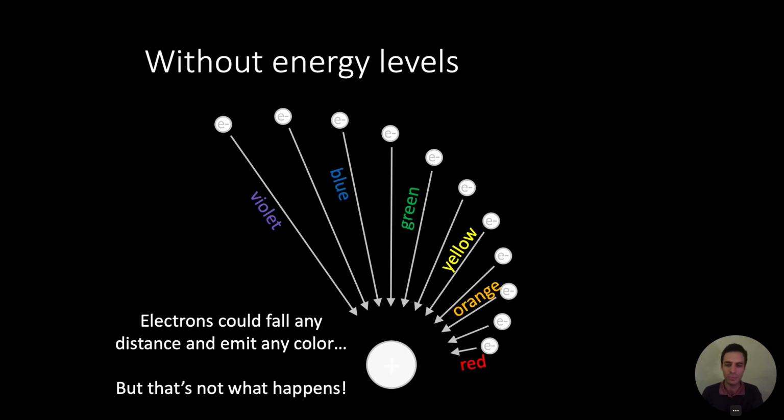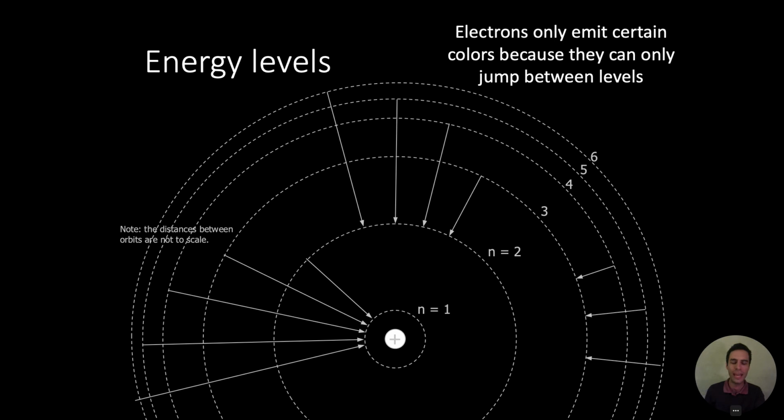We saw in the first video that electrons only emit certain colors. And Niels Bohr's idea was that the reason electrons can only emit certain colors is that they can't be anywhere. They can only be on certain energy levels, and they can only jump between levels. So here's a diagram, not to scale, of the energy levels of a hydrogen atom. And it's these specific jumps, not any jump, but only specific jumps, that cause these specific colors.